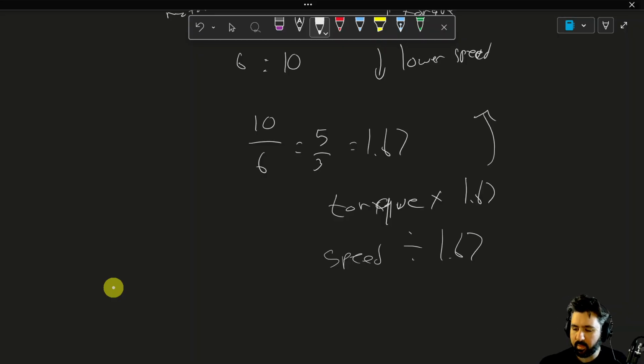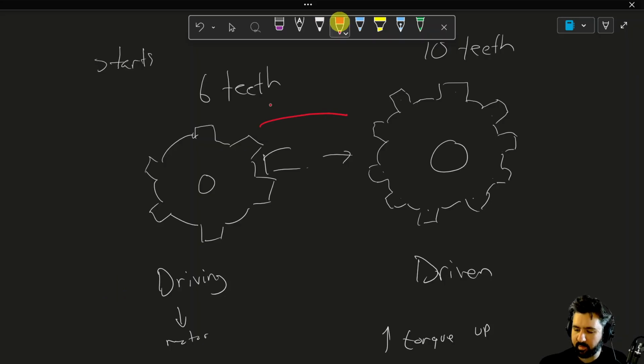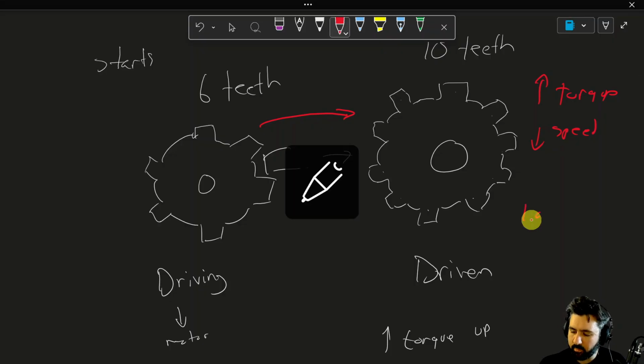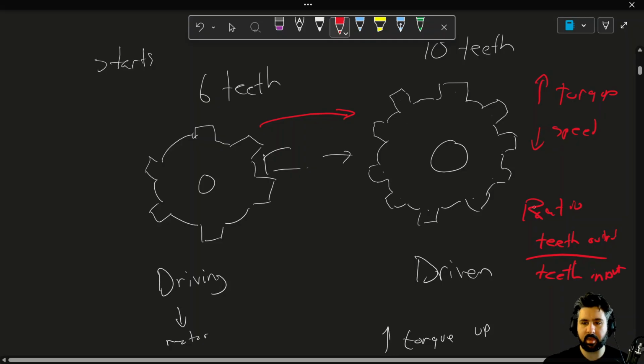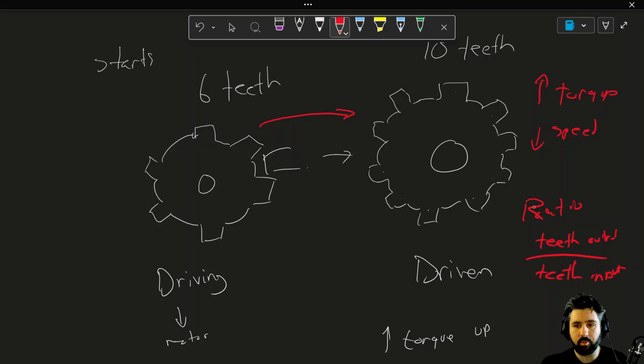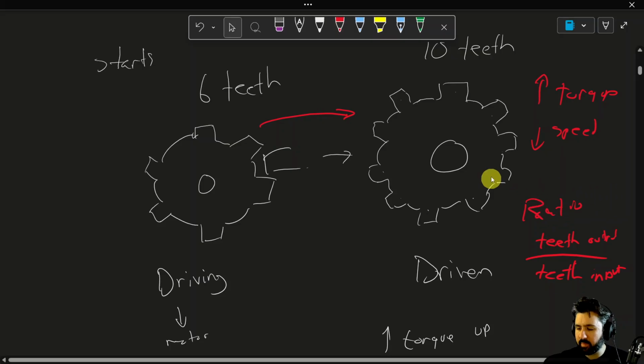If I go from this gear to this gear, this one's going to have a higher torque and a lower speed. And it's going to be the ratio of teeth in the output gear over the teeth in the input. That's going to determine how it all changes. The reason they both change is the total power pretty much remains the same. There's a small amount of power loss when we go from one gear to the next, but it's pretty efficient, so that's very minimal. That's the basic idea of how this will all work.